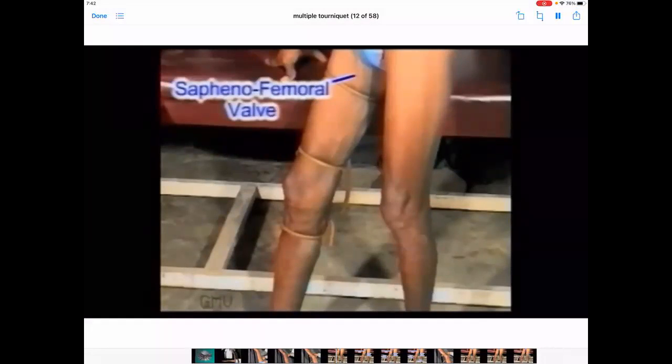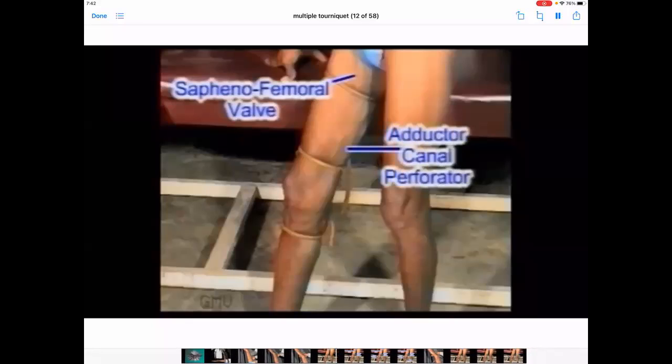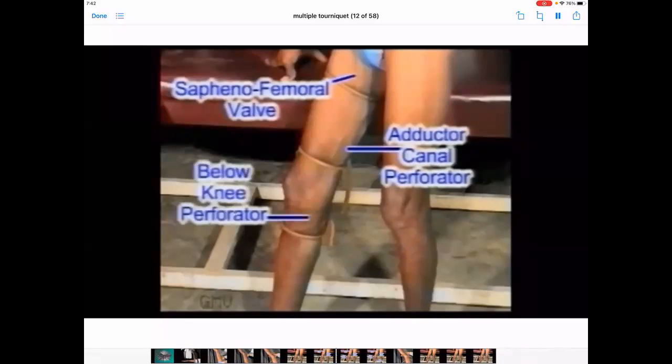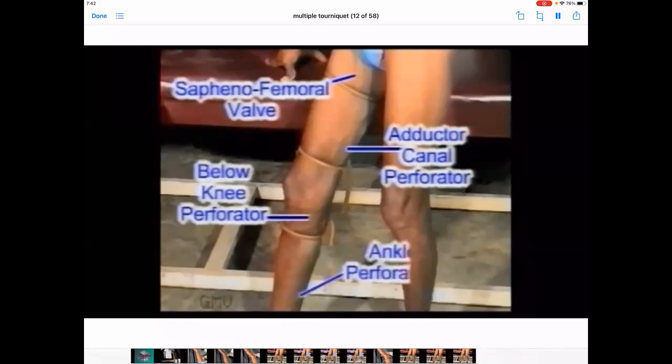So please see this video, a beautiful video to show you the saphenofemoral valve, the adductor canal perforator, or the mid-thigh perforator, the Hunterian perforator. This is the below knee perforator. So understand that these are the pockets or the ankle perforators.